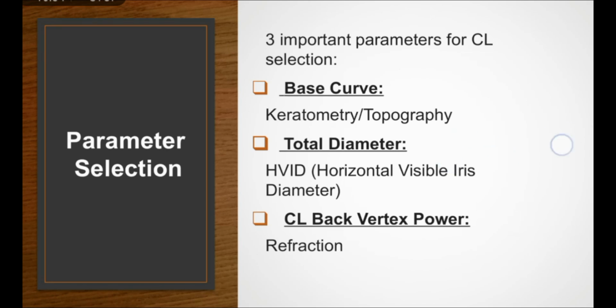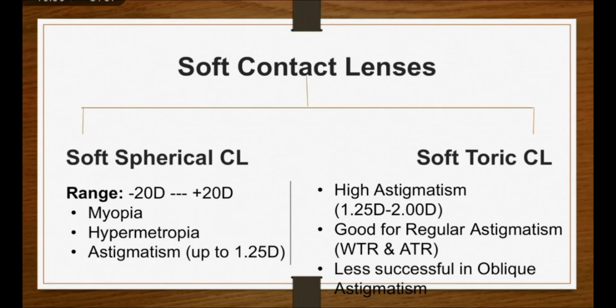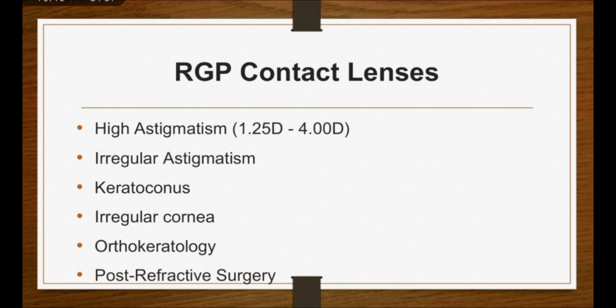One more thing over here is that the soft contact lenses are a bit larger than the surface of the cornea, or a bit larger than the size of the cornea, while the RGP lenses are smaller than the surface of the cornea, right? So the diameter of RGP lenses is less, and the diameter of the soft contact lenses is larger, right? So soft contact lenses are bigger, while RGP lenses are smaller.